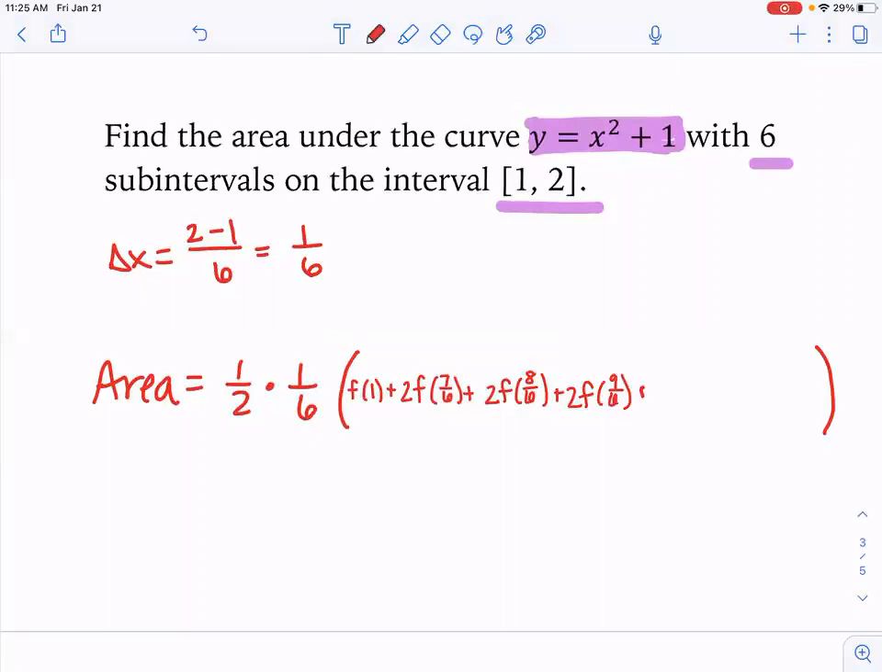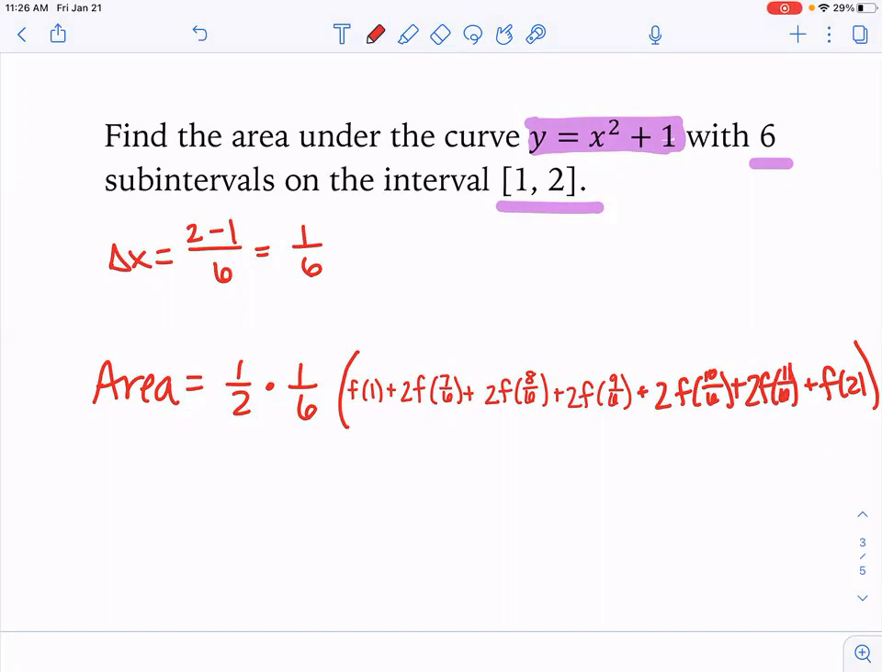Two delta x later, 2 delta x later, but only 1 at the very end, f of 2. I know that 10/6 and 9/6 and 8/6 can all be reduced, but I don't really care that much right now.